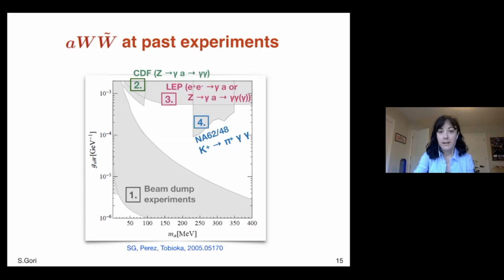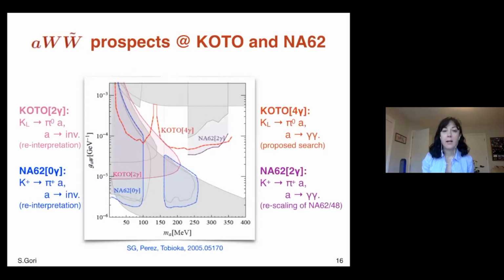Now, what can we do at the present and future Kaon experiments? Here I'm shading the regions that could be probed in the future, either by NA62 or by KOTO. So let's focus on low coupling constants. At low coupling constants, you can see this KOTO 2 gamma and NA62 0 gamma. The idea is to look for a Kaon going to a pion and an ALP, with an invisible ALP. And what we have done to draw these regions is to reinterpret data of KOTO and NA62 and then project it with full luminosity. What we can see is that there are extra regions of parameter space that can be probed, even though it's challenging to beat the old beam dumps. Still, there are additional regions that can be probed.